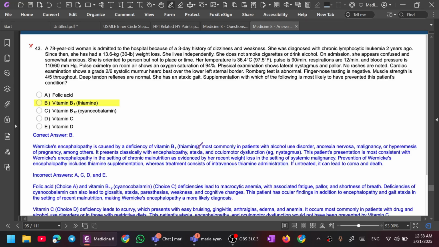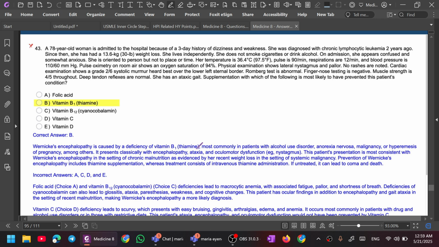Wernicke encephalopathy is caused by deficiency of vitamin B1, thiamine, most commonly in patients with alcohol use disorder, anorexia, malignancy, hyperemesis in pregnancy, among others. It presents classically with encephalopathy, ataxia, and nystagmus. This patient presentation is most consistent with Wernicke encephalopathy in the setting of chronic malnutrition, as evidenced by her weight loss in the setting of systemic malignancy. Prevention of Wernicke encephalopathy includes vitamin B1 supplementation, whereas treatment consists of giving vitamin B1. If untreated, it can lead to coma and death.